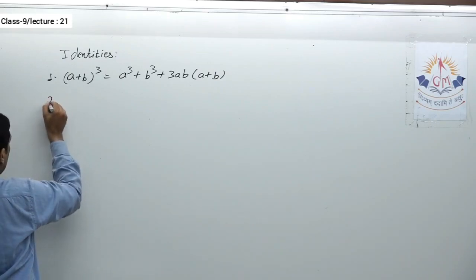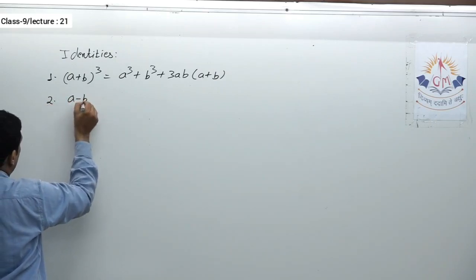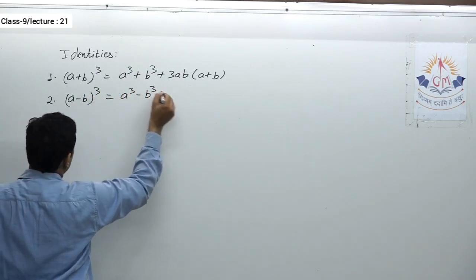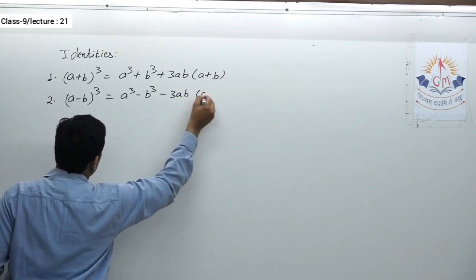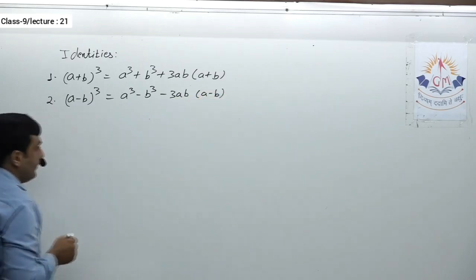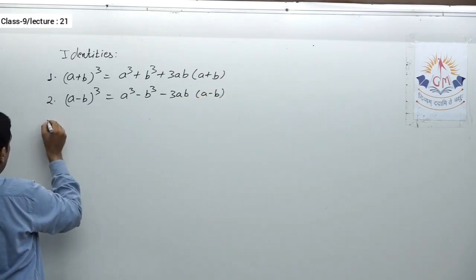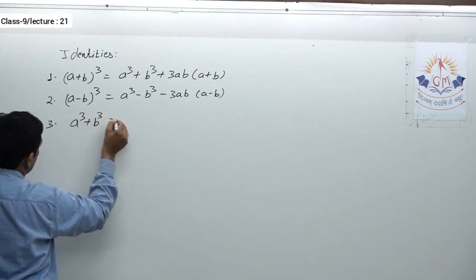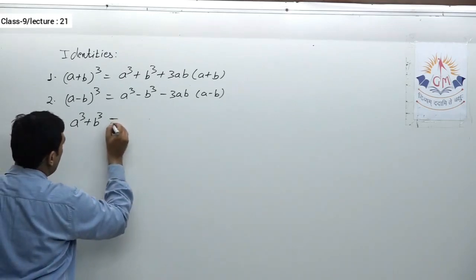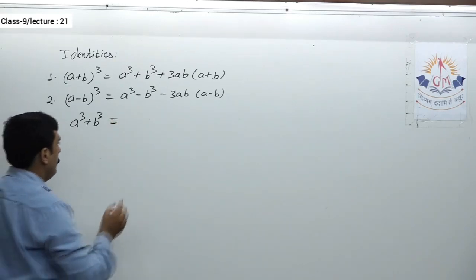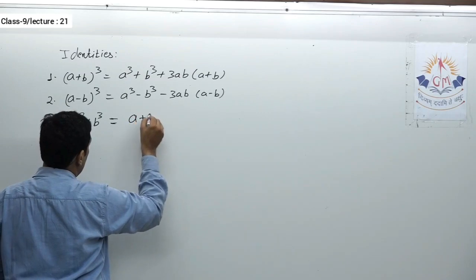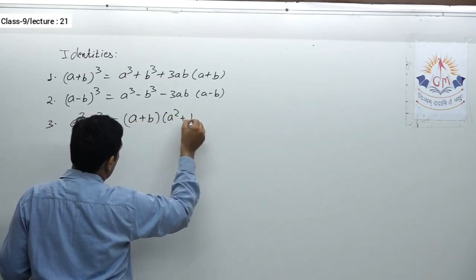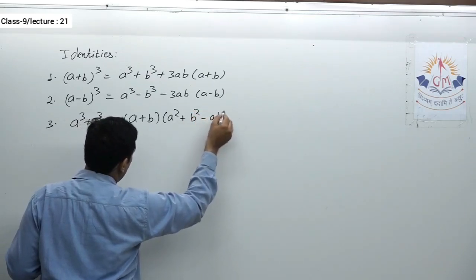Then next is (a minus b) whole cube: a cube minus b cube minus 3ab (a minus b). Then the third one, a cube plus b cube, that is equal to (a plus b)(a square plus b square minus ab).